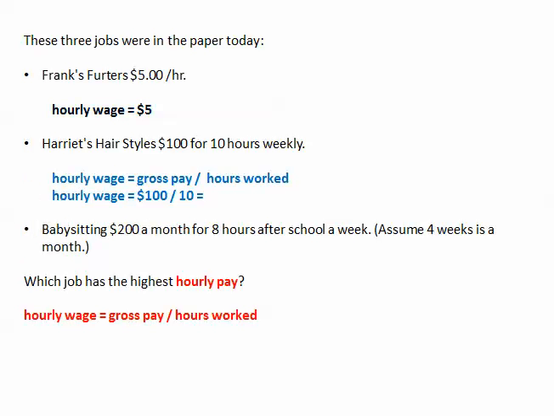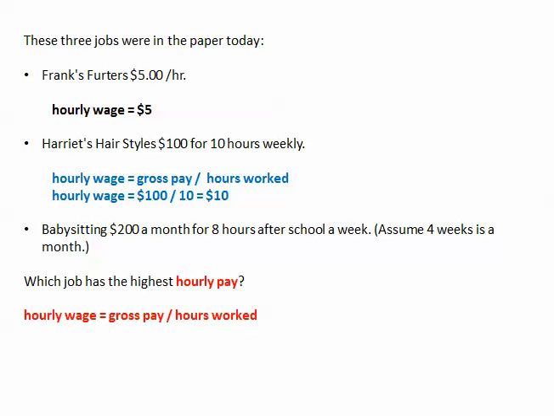Let's go to Harriet's Hairstyles next. Now we're going to have to use our formula. Hourly wage is gross pay divided by hours worked. So for Harriet's Hairstyles, the gross pay is $100. The hours are 10. $100 divided by 10 should give you $10. Okay, so far Frank's Furters is $5 an hour, Harriet's Hairstyles is $10 an hour. So far Harriet's Hairstyles pays the most.